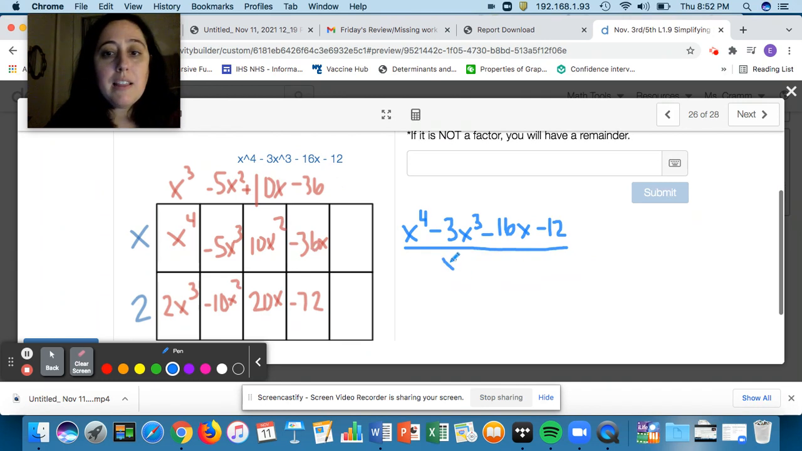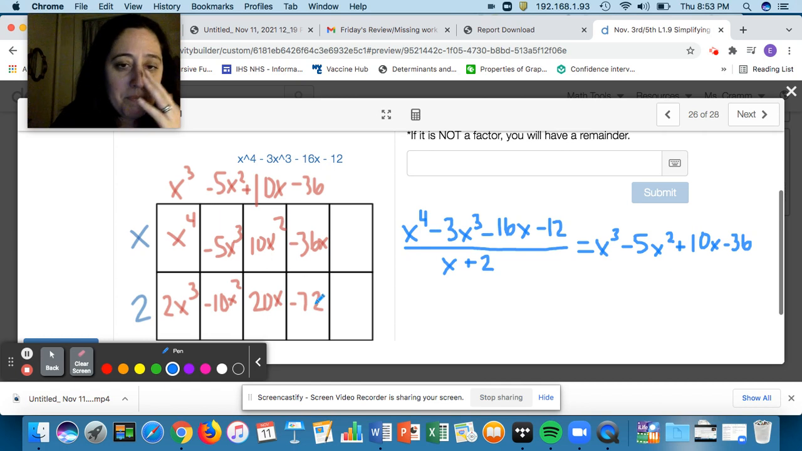So if I'm dividing that by x plus 2, I am going to get this other factor: x cubed, 10x minus 36. And now I have, oh, why did I press? Oh, yeah, 36 from here. I was looking at the 72 for a minute.